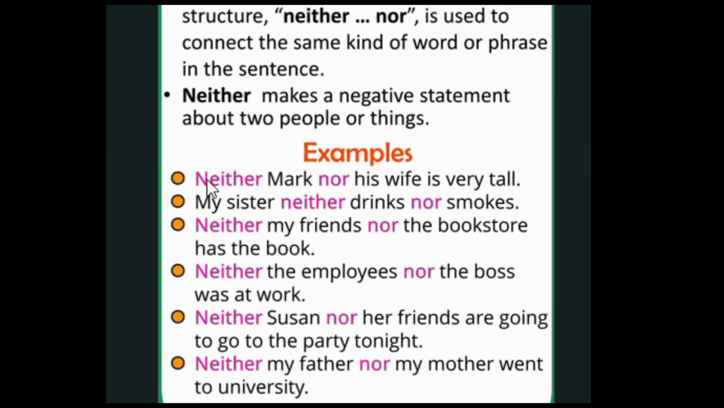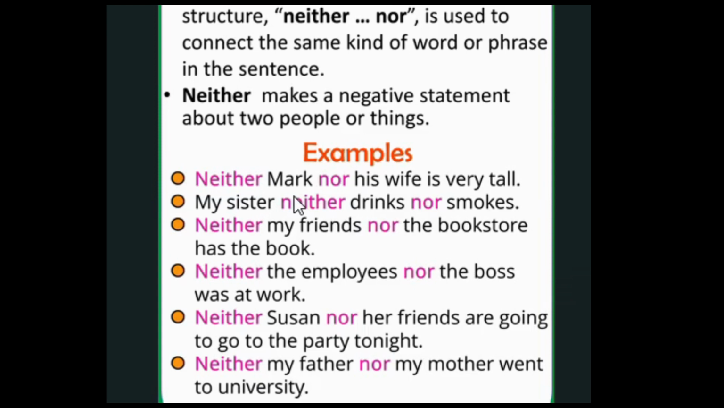Like that. Neither Mark nor his wife is very tall. It means Mark is not tall and his wife is also not tall. Both were not tall. They are not tall. When we add neither, it makes this sentence negative.